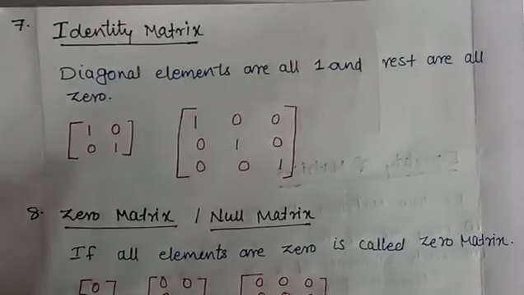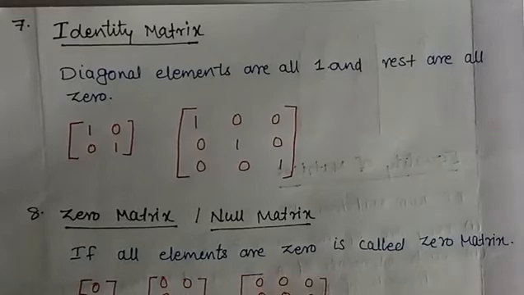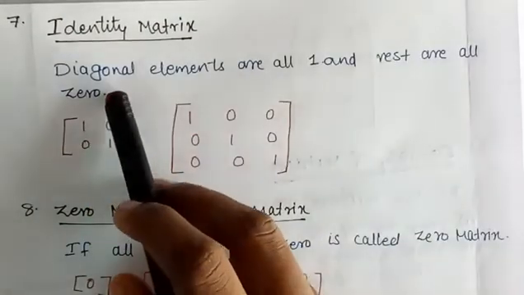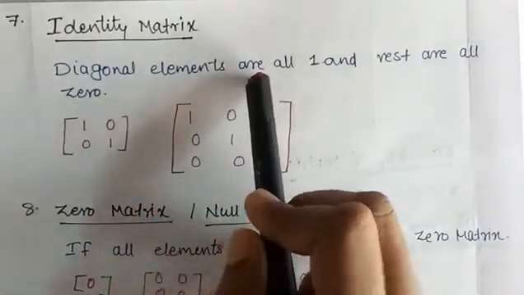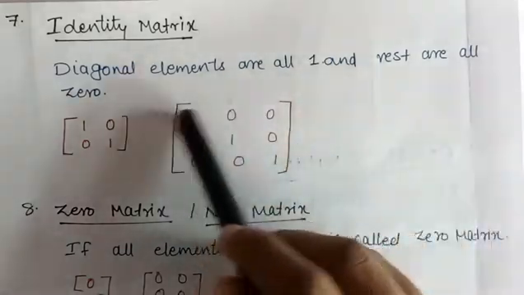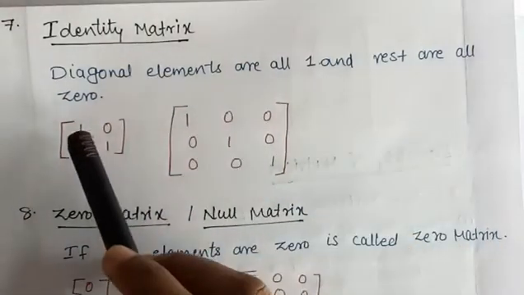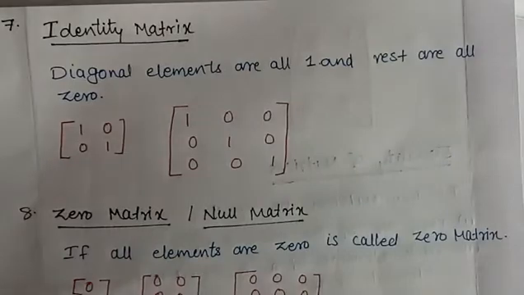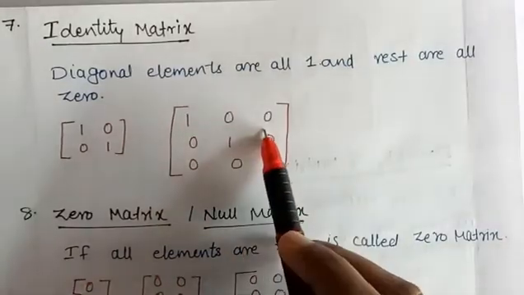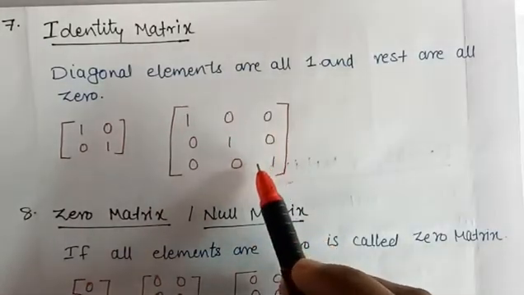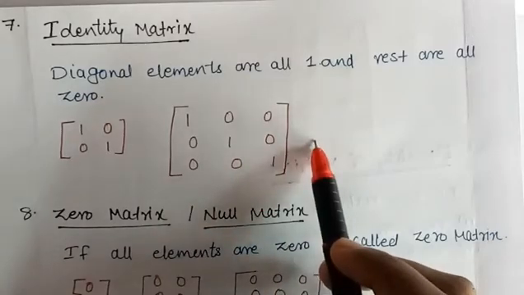The seventh one is identity matrix. Identity matrix means the diagonal elements are all 1 and the rest are all 0. Identity matrix means only the diagonal elements will be 1 and other elements are 0. This kind of matrix is called identity matrix. This one is very important.